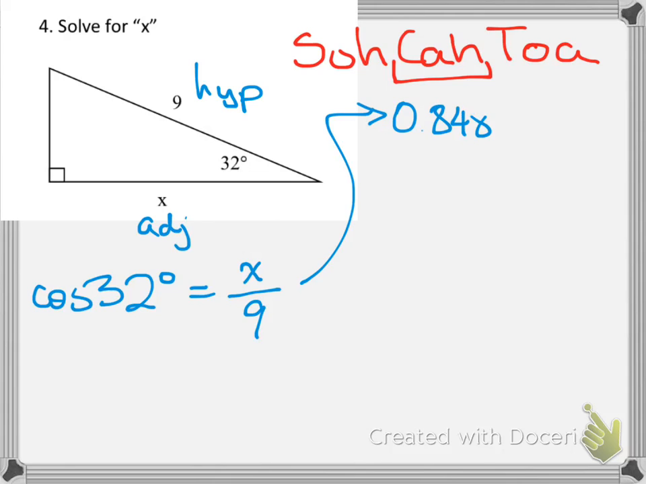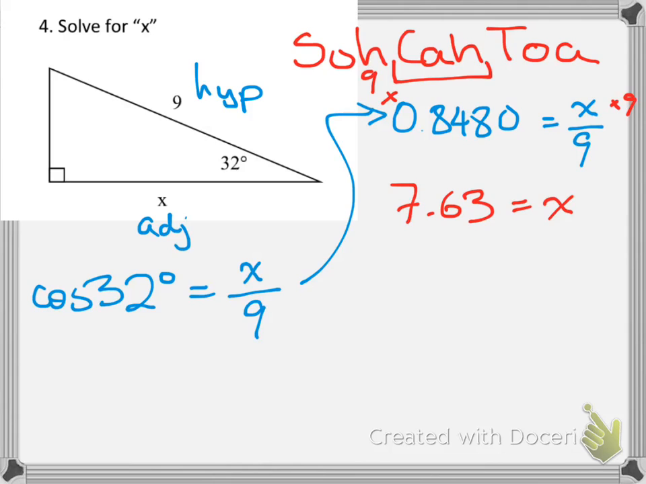Now we can say cos 32, which is 0.8480, is equal to x over 9, and we can multiply both sides by 9 to end up with x is 7.63. Okay, so this one was just a simple question, trying to know which part of SOHCAHTOA we're trying to use.